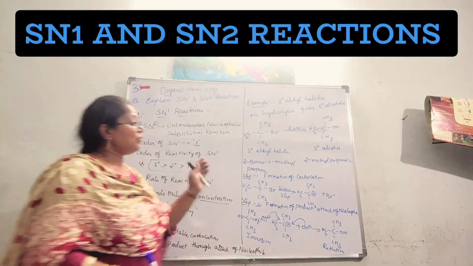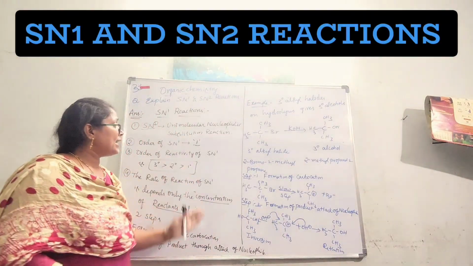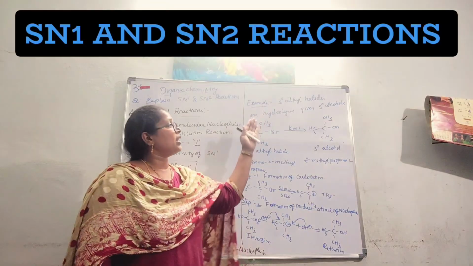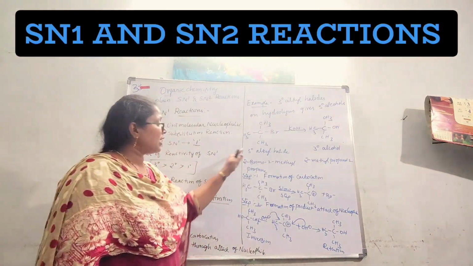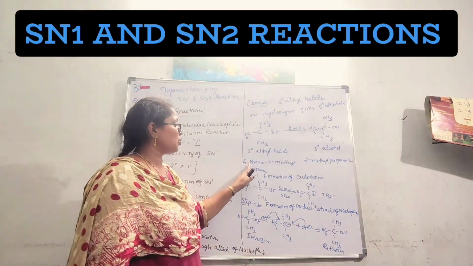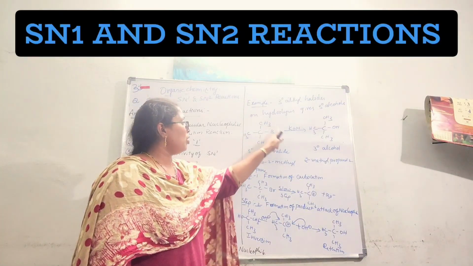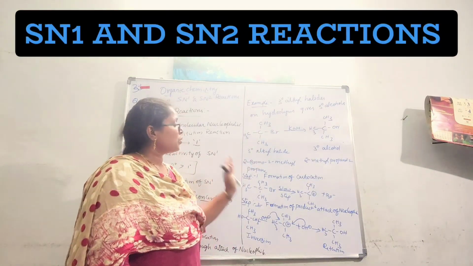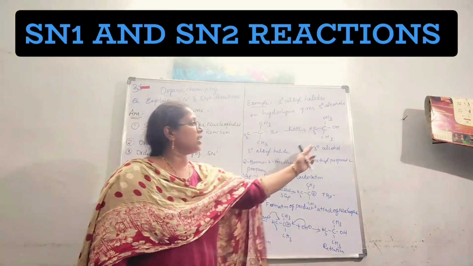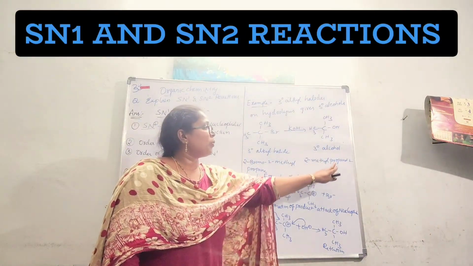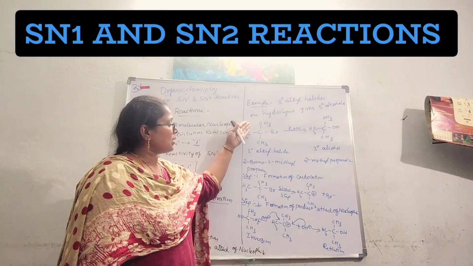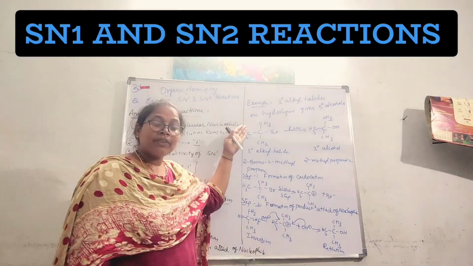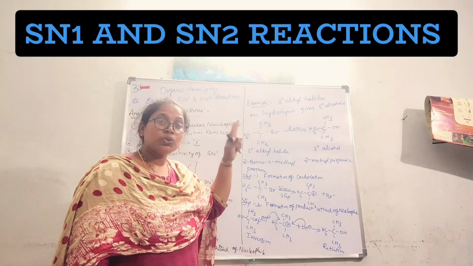Next, if you take one example for this SN1 reaction, tertiary alkyl halides on hydrolysis give tertiary alcohols. So here we will take one example, a tertiary alkyl halide, that is 2-bromo-2-methylpropane. On hydrolysis, we get tertiary alcohol, 2-methylpropan-2-ol. This is the direct step I have written, but the SN1 mechanism takes place through two steps.